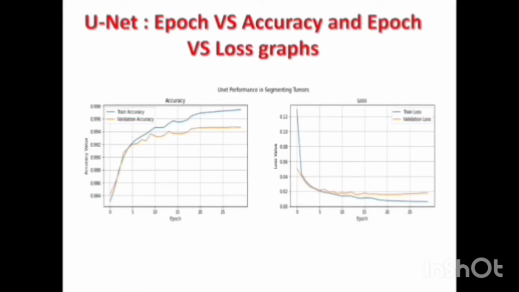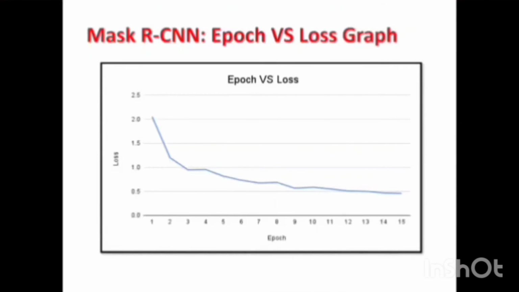As the number of epochs increases, the accuracy increased and the loss decreased. We can see that at the end of 30 epochs, the training accuracy is 99.7% and the validation accuracy is approximately 99.5%. Next, if we see the epochs versus loss graph of Mask RCNN, as we increase the number of epochs, the loss decreased. And for the 15 epochs, we can see that the training loss is nearly 0.5%.